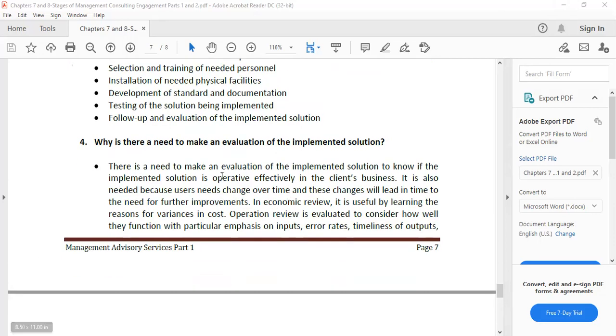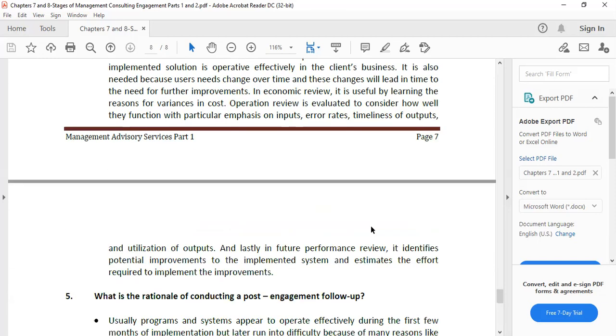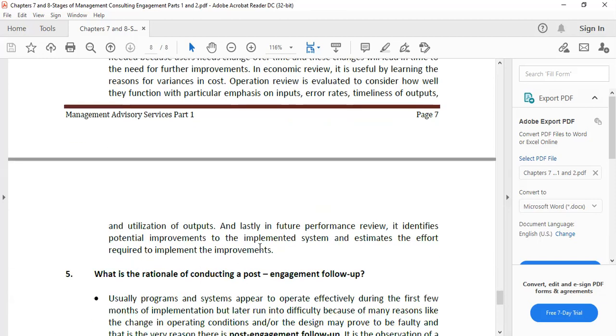Then the emphasis for the operations review, this is like the audit, will be looking into the inputs, the error rates, so that the errors should be as minimal as possible and should not go beyond our maximum tolerable rate for errors. Timeliness, because no matter how perfect our outputs are in terms of accuracy, they will be useless if they're not provided on time. Then how we utilize our outputs. Then finally, we have to identify potential improvements to the implemented system and estimate the effort required to implement those improvements. So that's the ultimate result that we should get from evaluation.